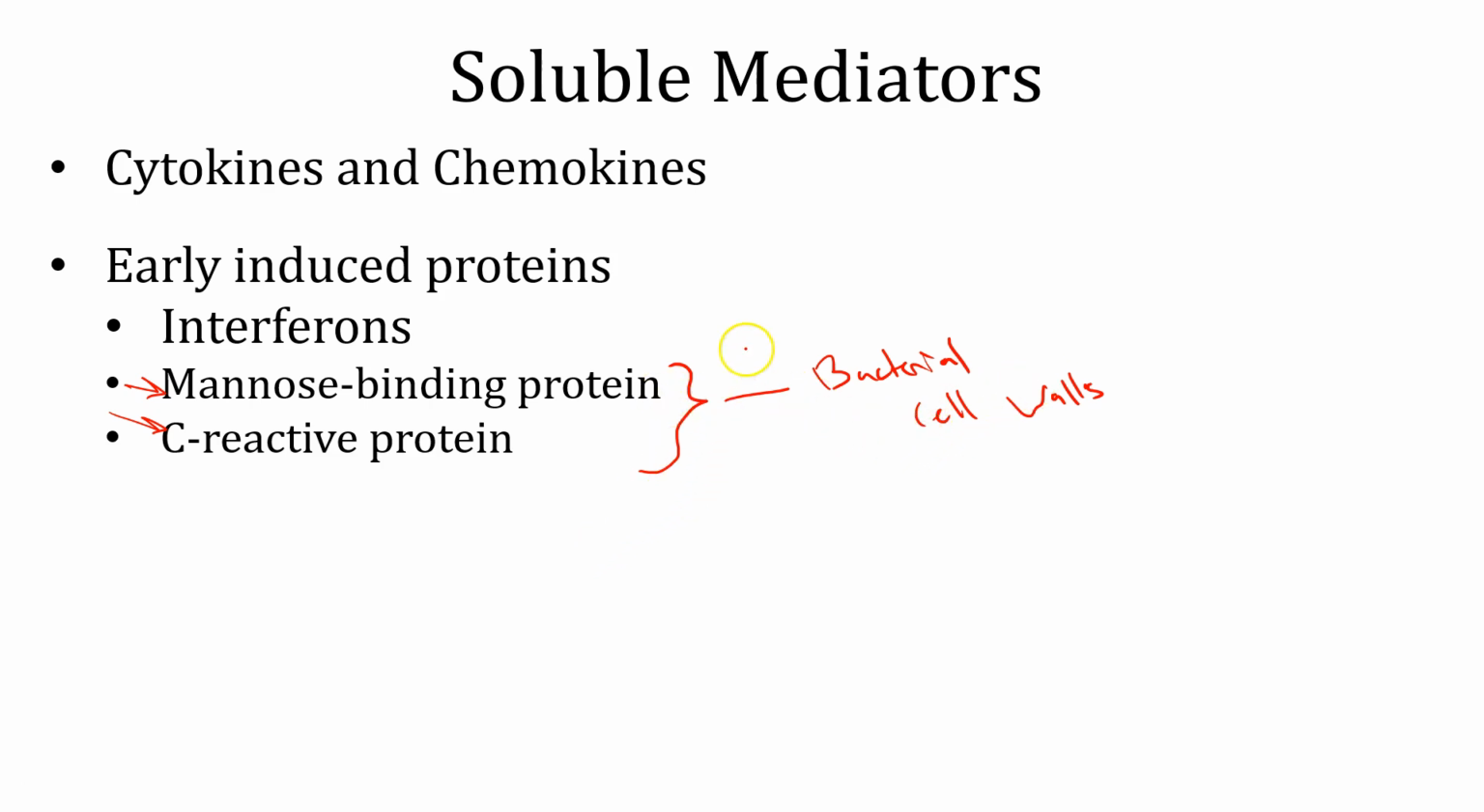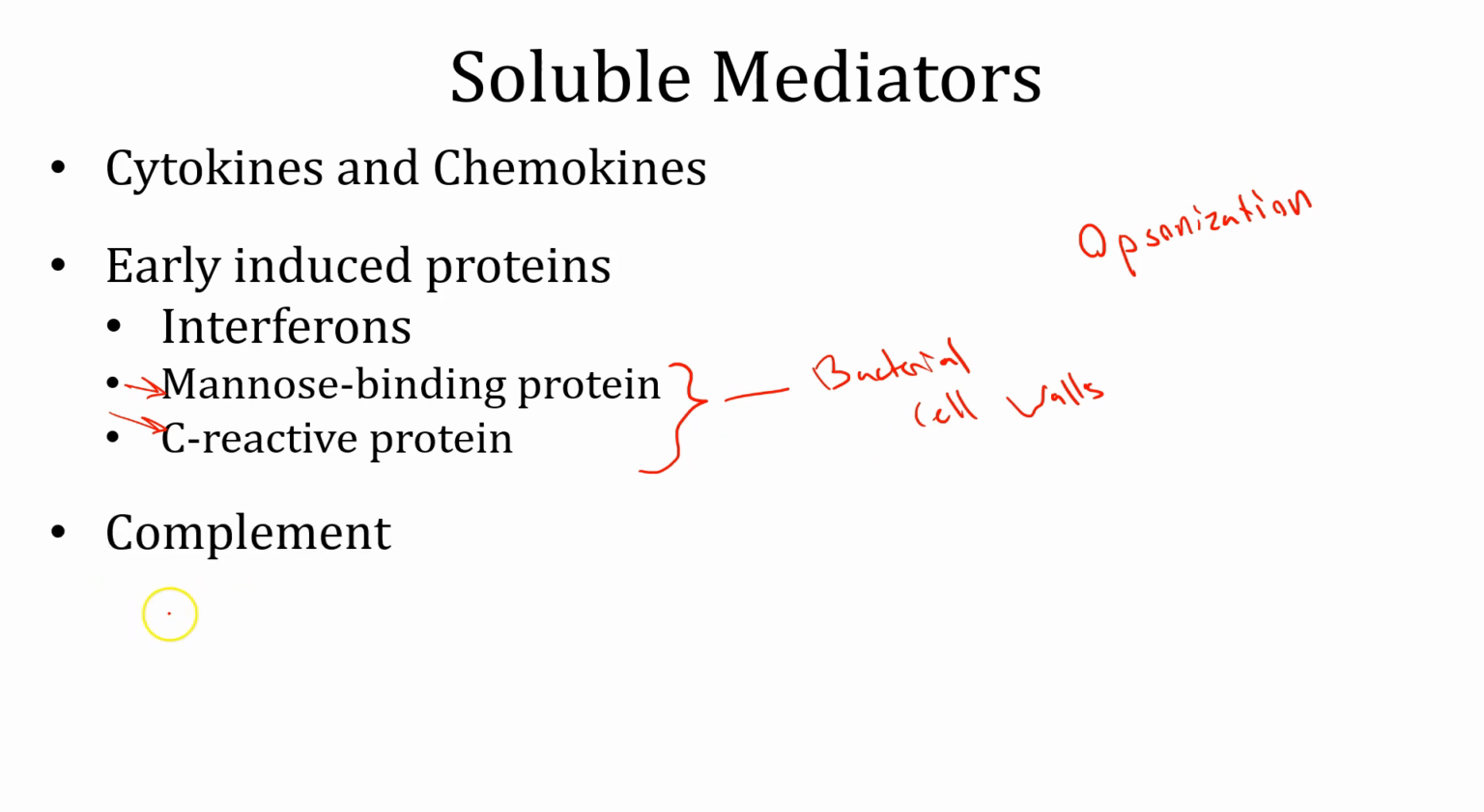This process, generally speaking, is called opsonization, which literally means to prepare to eat. It's just the process of making a pathogen more eatable. It makes it more easily grabbed by a phagocyte.